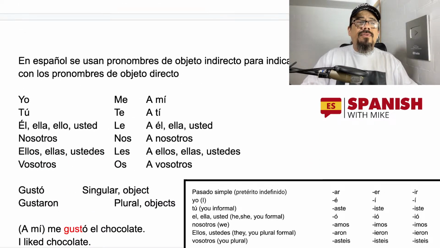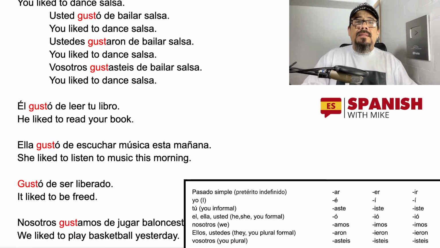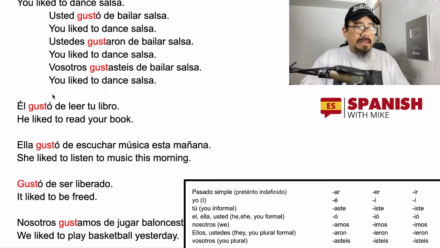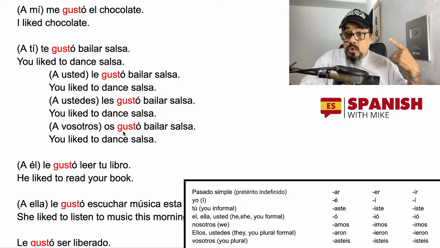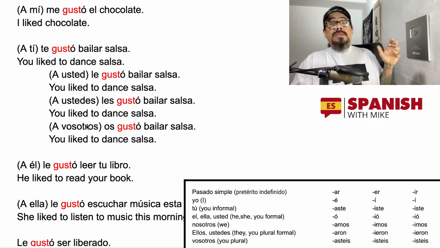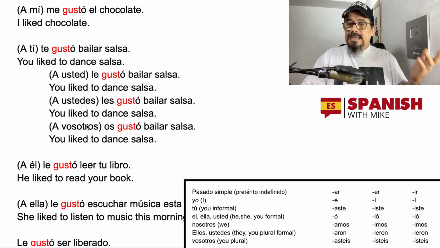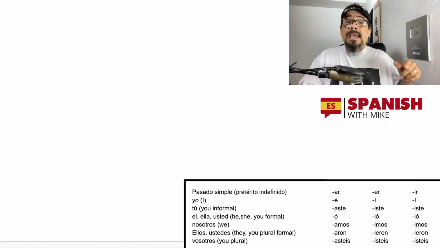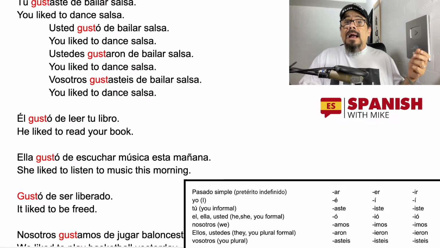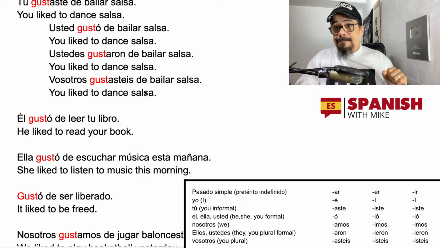Here we have: vosotros gustasteis de bailar salsa. That's an example. With vosotros, gustasteis. And the real form would be os gustó. That's the way we use it. Well, I think in Spain it's the same. That's pretty much the way we use the verb. The real natural way is os gustó for vosotros, and the other way would be vosotros gustasteis de.